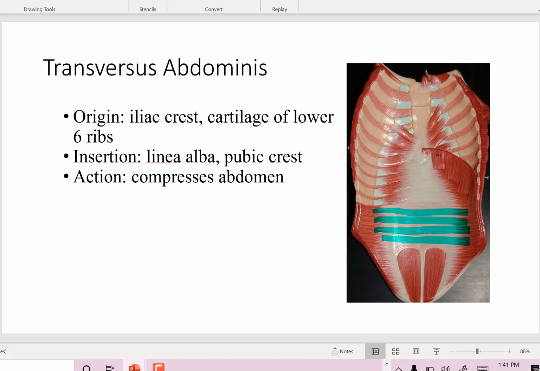Its origin is the iliac crest and the cartilage of the lower 6 ribs. Its insertion is the linea alba and the pubic crest. Its action is to compress your abdomen. When you are defecating, you oftentimes use your transversus abdominis to help expel the fecal contents.